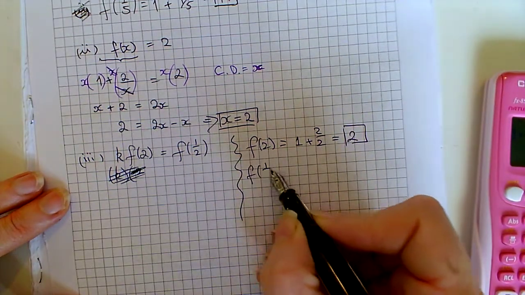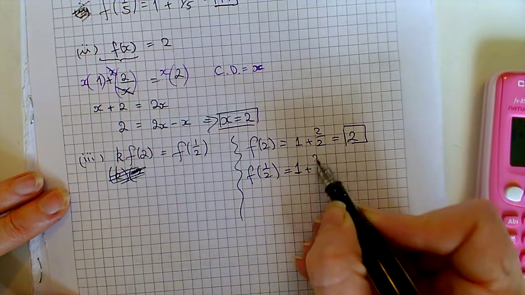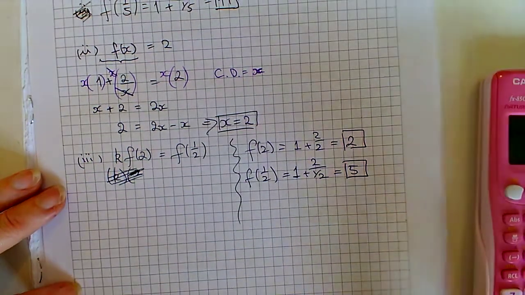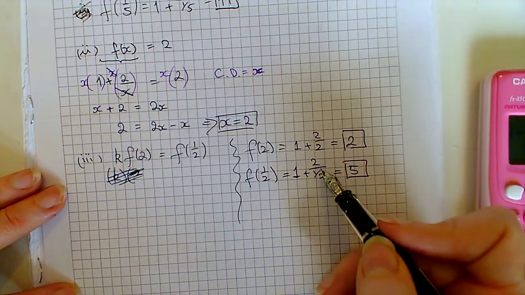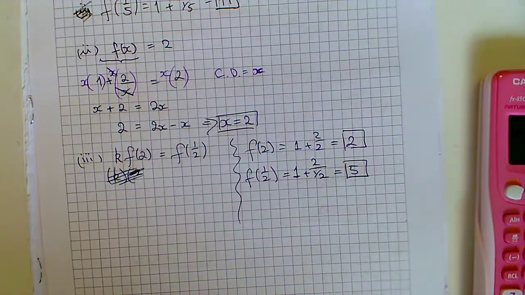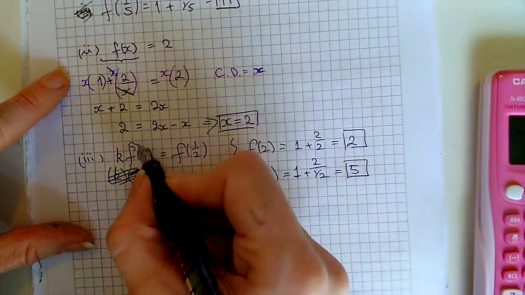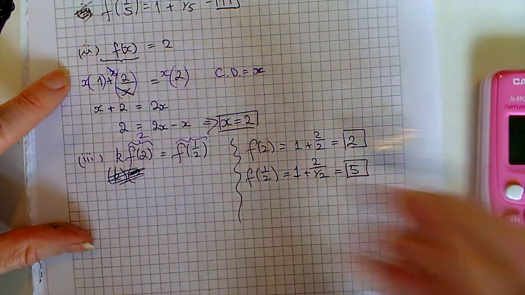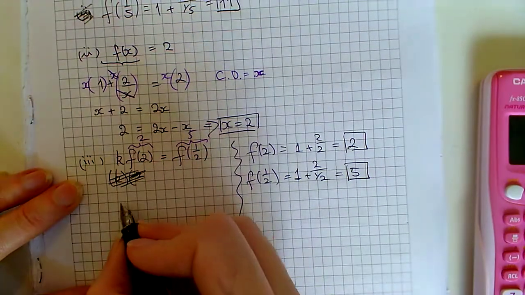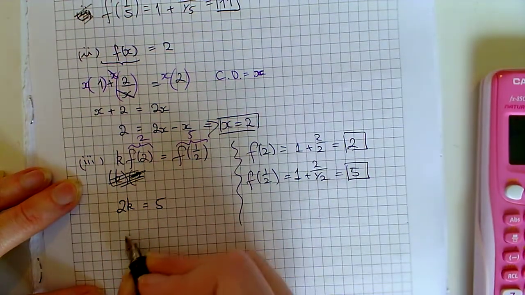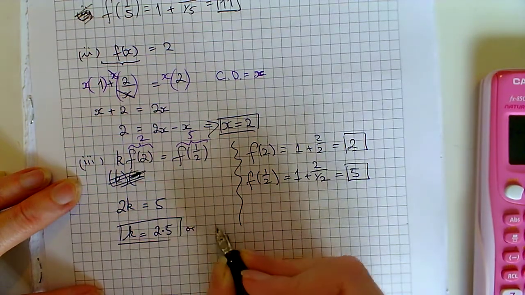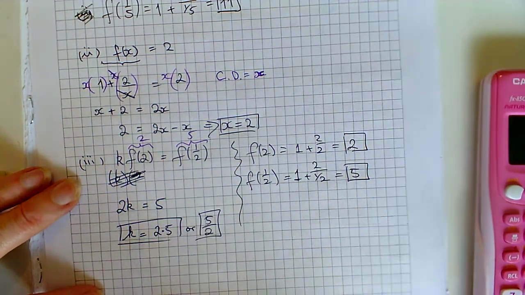And f of a half is 1 plus 2 over a half, which is 5. How do I know it's 5? That's 2 times 2, 4, 4 plus 1, but we can use the calculator as well if we need to. So then this will be replaced by 2, and this will be replaced by 5. And what we're actually solving is 2k equals 5, so k is equal to 5 divided by 2, 2.5, or 5 over 2, if you prefer to leave it as a fraction.